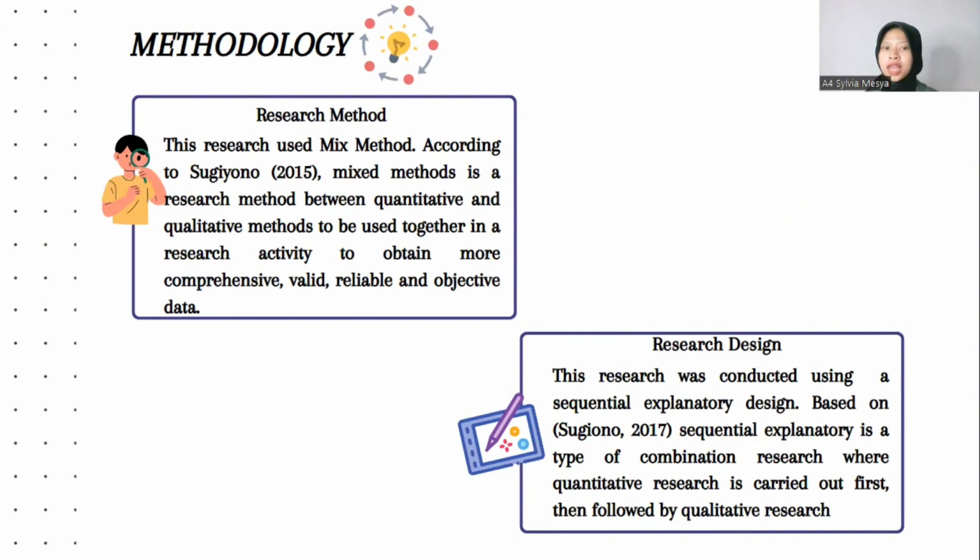Mixed method is a research method between quantitative and qualitative methods to be used together in research activity to obtain more comprehensive, valid, reliable, and objective data. And then research design. The researcher conducted using a sequential explanatory design. Sequential explanatory design is a type of combined research where quantitative research is carried out first and then followed by qualitative research.